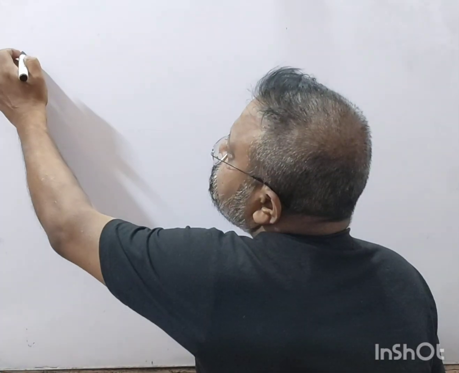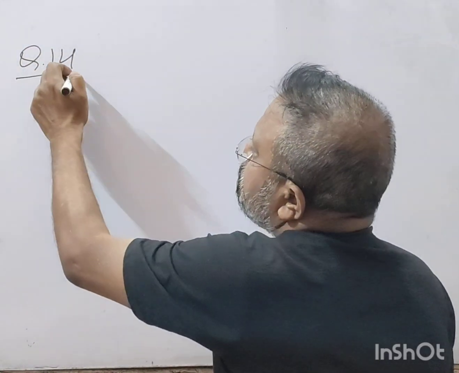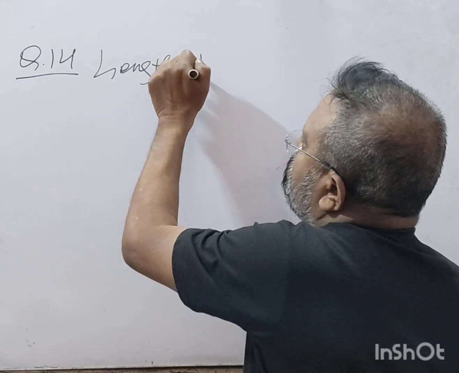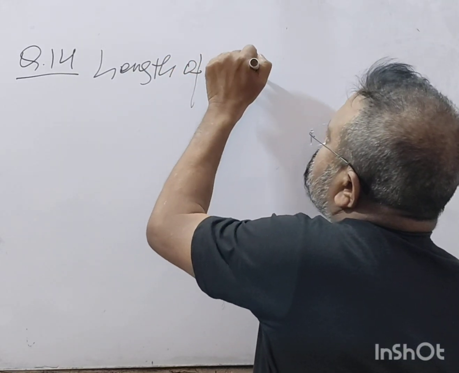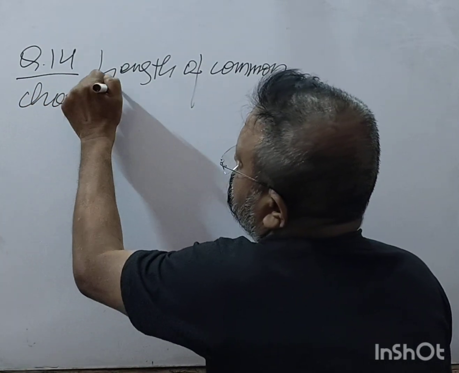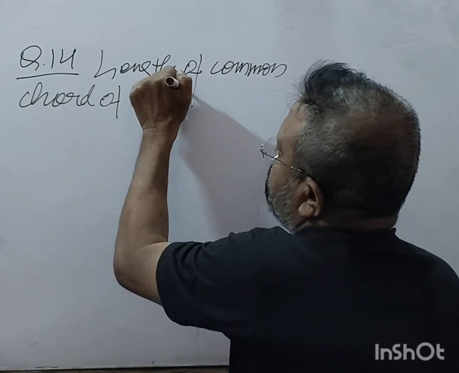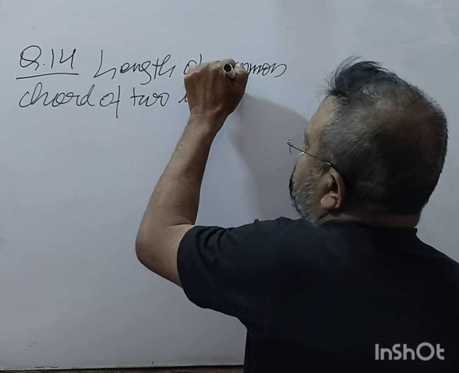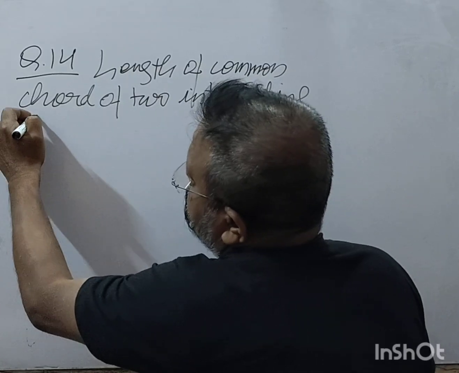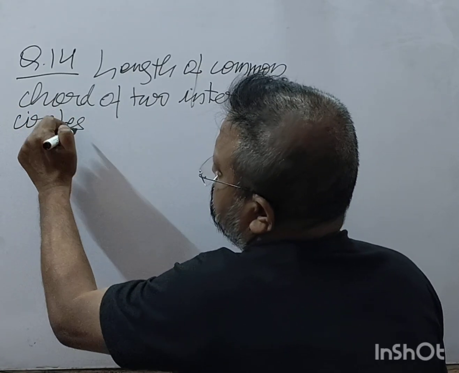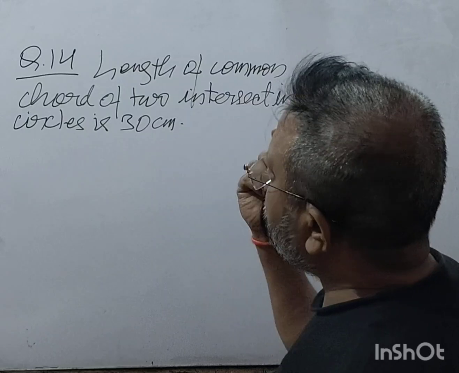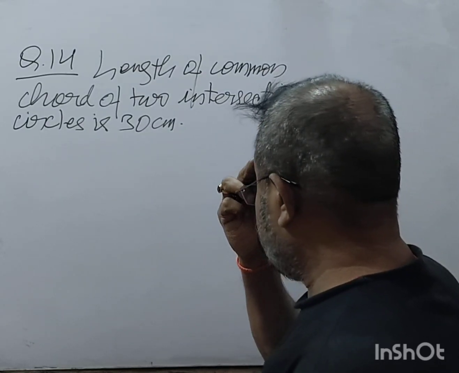Question number 14. The length of the common chord of two intersecting circles is 30 centimeter.